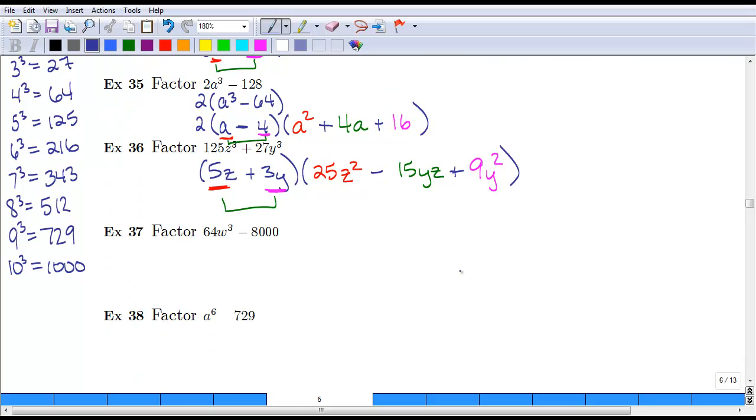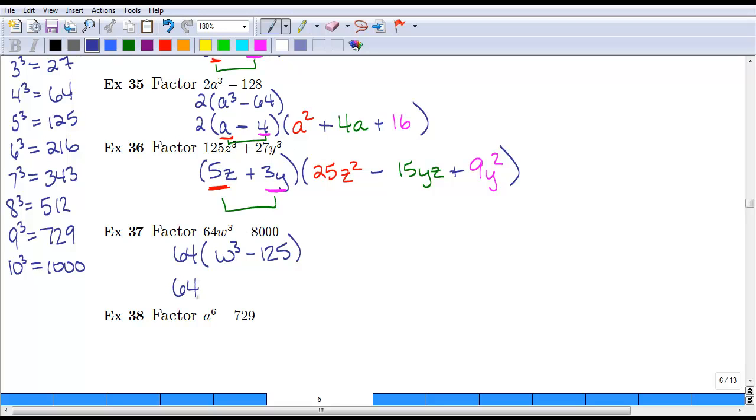We've got a few more examples here. If we look at this first example, technically 64 and 8,000 are both perfect cubes, but we want to factor out a common factor if possible. And if you look at this, it actually turns out that 64 is the common factor. So in this case, we factor out a 64, and we're left with w cubed minus 125, because 8,000 divided by 64 is 125. And again, these are nicer numbers to work with. That's why we always take out the greatest common factor first, if possible.